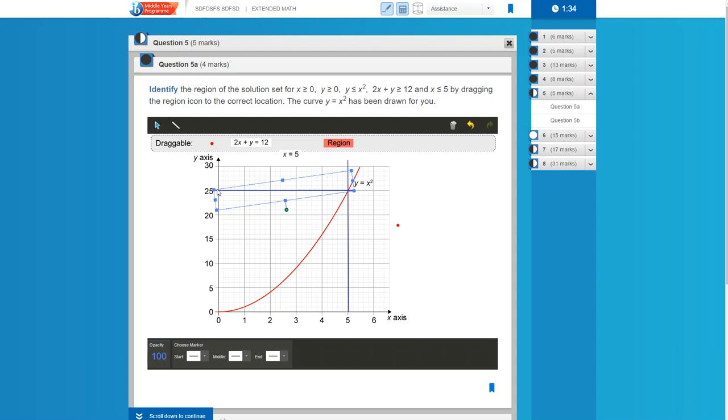Y equals 25, because everywhere along that line, the value of y is 25, okay? So just kind of keep that in mind when you're doing these. Now look, when you're doing a question like this, you are going to end up with a region, okay? If you do not, you know that you've done something wrong.